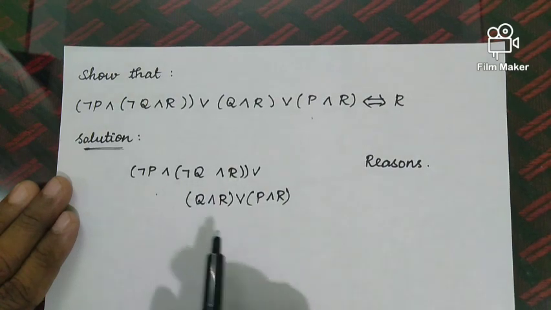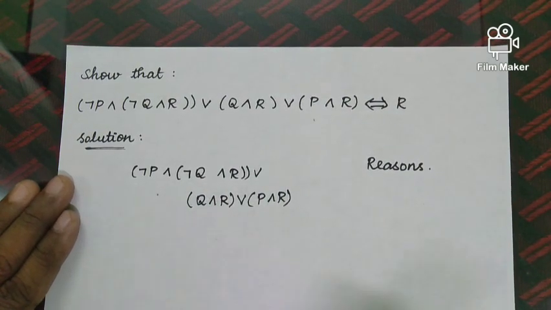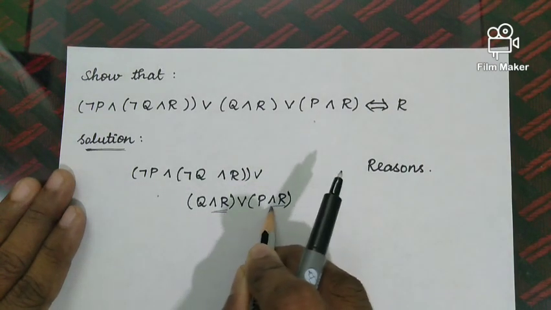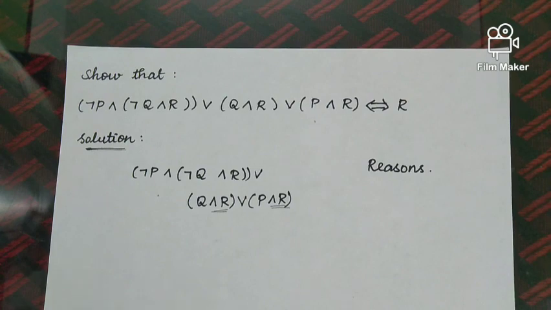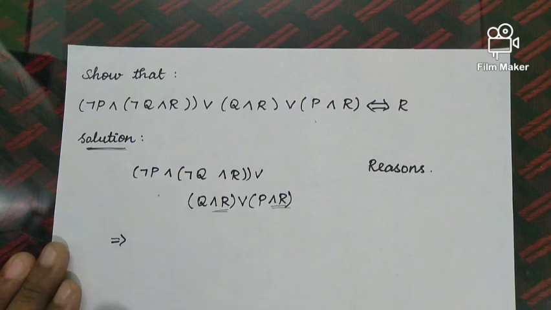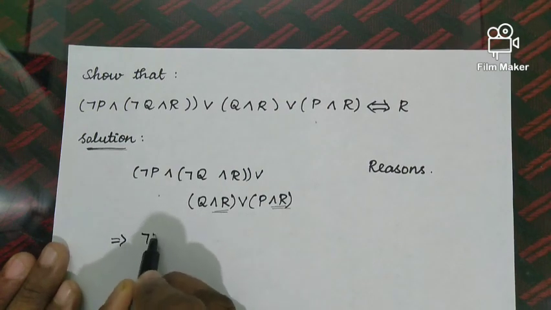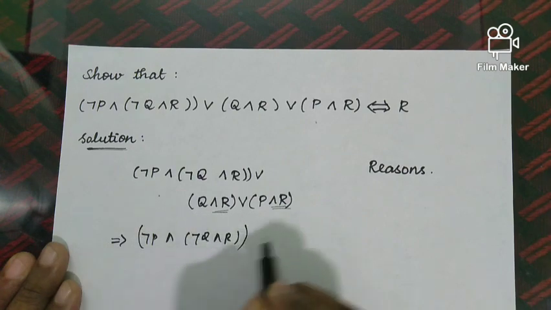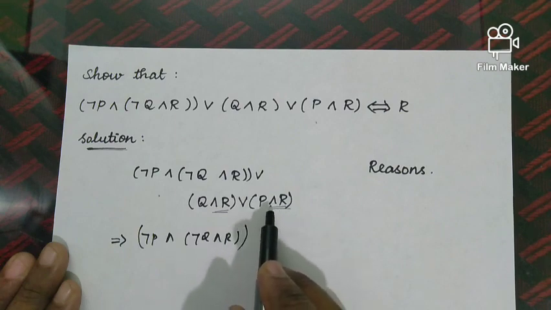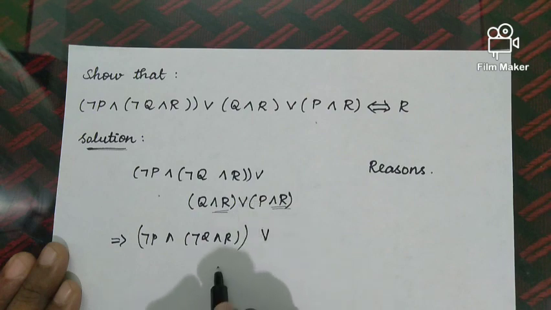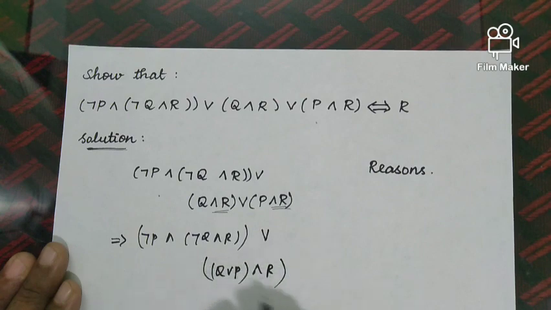Now keep the first term as it is. Look at the last two terms. In this one we have 'and R' commonly, that is Q and R. Here also P and R. So how are we going to write this one? We have to put the symbol implies or equivalence. Okay, so keep the first term as it is: negation P and negation Q and R. Only in the second term we take the 'and R' outside. So what is remaining? Q is there, or P is there. So we can write this as (Q or P) and R.